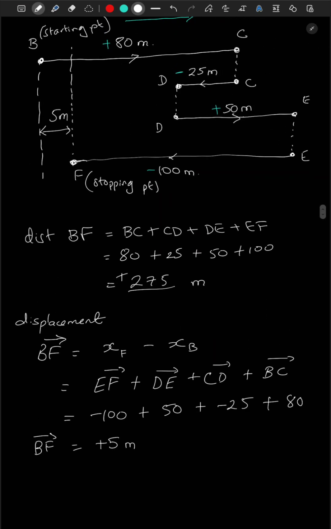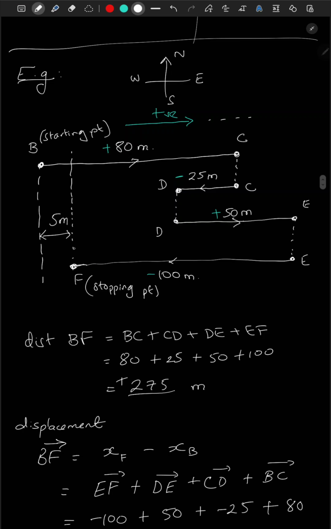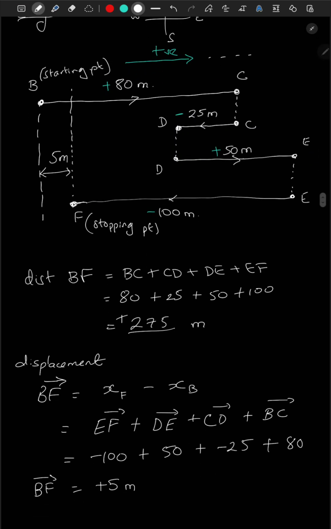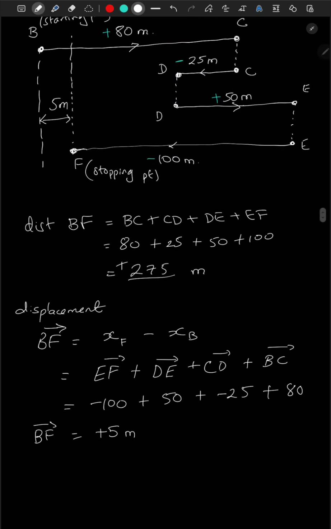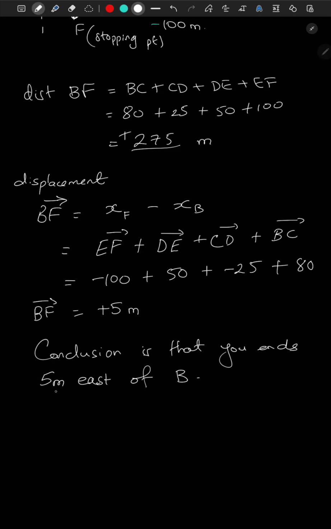Okay, so the conclusion is that you end 5 meters to the east of the point B. So you see we have a direction, which is the east direction, and the magnitude is 5 meters.